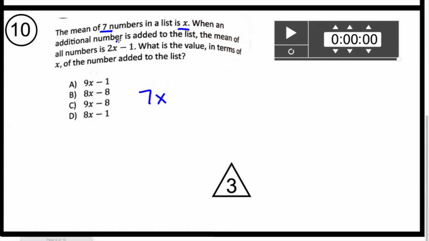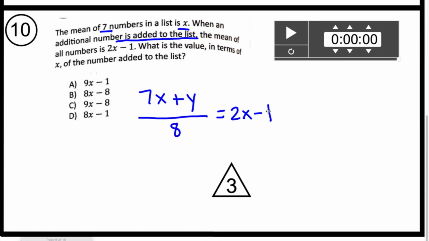Then we add this additional number to the list. So I'm just going to call that y. Now the total amount, if we add up all our data points, is 7x plus y. And the mean of that is 2x minus 1. Well, I had 7 numbers and I added another number, so that means I have 8 numbers. So if I divide this by 8, I'll get 2x minus 1. So that's our equation that we're working with.